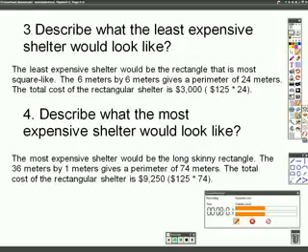Now when we look at the most expensive one, that would be the long skinny rectangle, the one that has the 36 meters by 1 meter. And it gives us a perimeter of 74 meters. The total cost of the rectangle shelter is $9,250. So you'd be less apt to pick that one if you were on a budget.